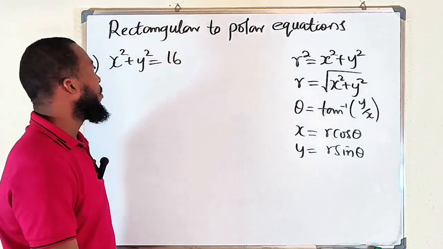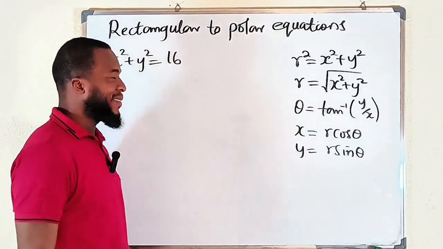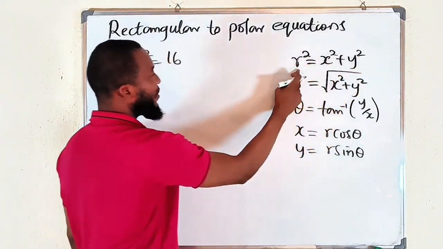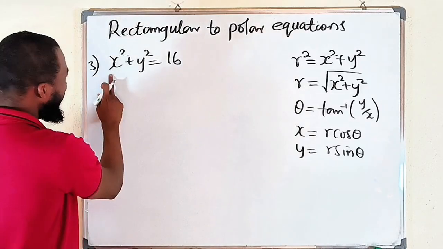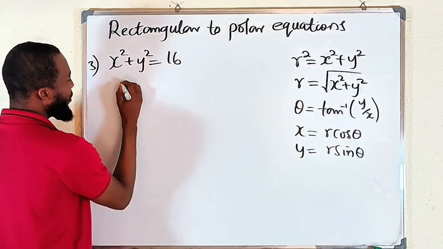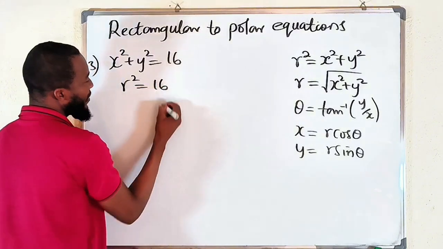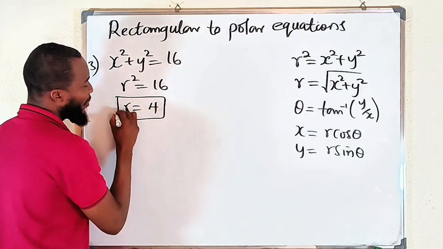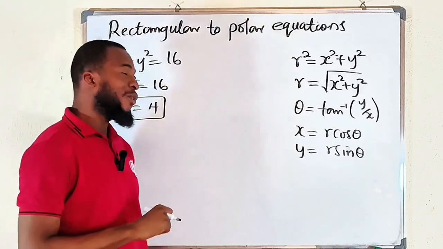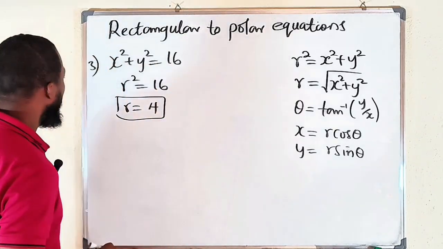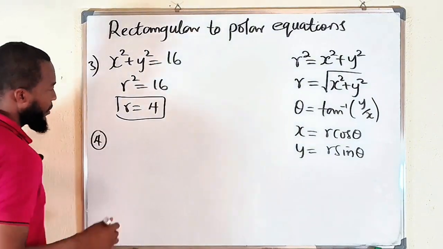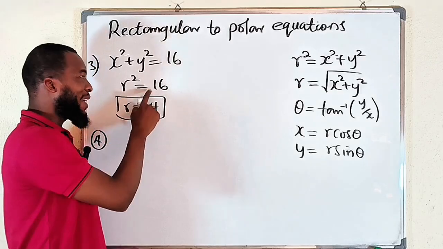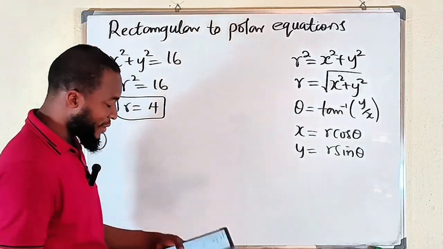We have x squared plus y squared equal to 16. But we know that x squared plus y squared is equivalent to r squared. So we can change this to r squared, right? So we have r squared is equal to 16, which means that r is equal to 4. You see, we have a polar equation, r equal to 4, which is a circle. Then number 4, remember r can be a radius. So this is why I didn't apply or attach plus or minus.